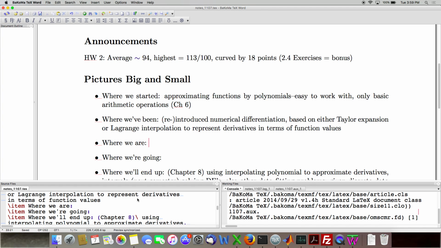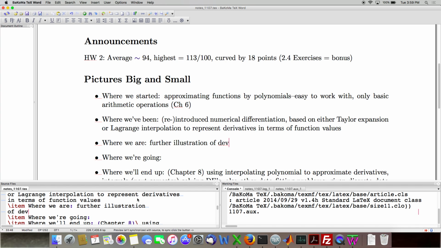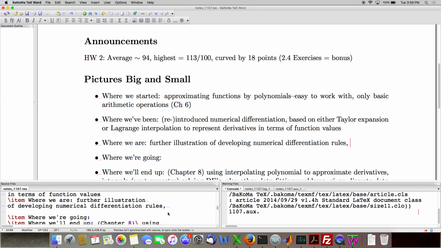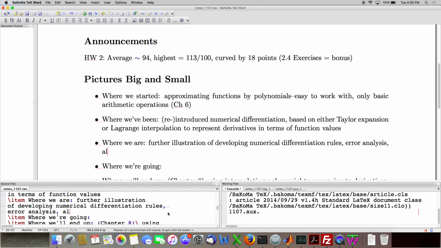So I will certainly have time for any questions you have on anything, but any remaining time is further illustration of developing differentiation rules, numerical differentiation rules, as opposed to the analytical ones you learned in calculus, including error analysis, which will help with some of the problems. Also using MATLAB for assistance in deriving these rules.